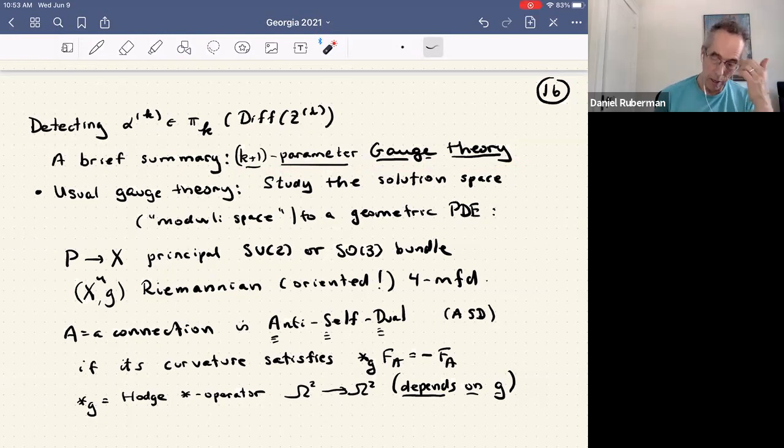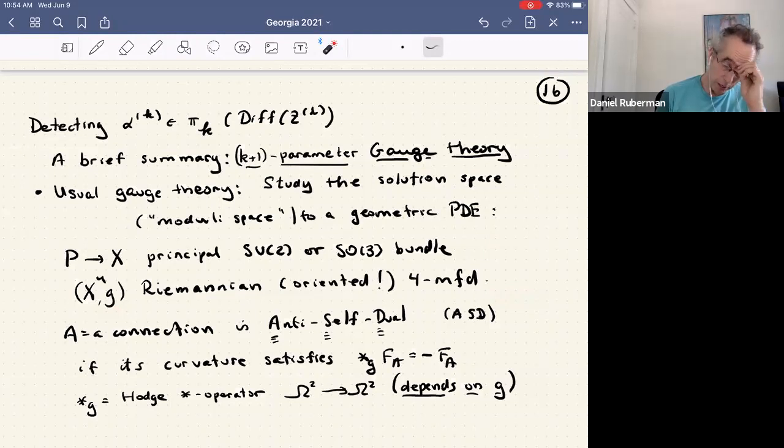That means the usual gauge theory in the mathematician's sense, in the sense that Donaldson taught us to do, was that we should study the solution space to some partial differential equation having to do with connections and so on. And here's the briefest of summaries of what that means. You choose a bundle, in this setting an SU2 bundle or an SO3 bundle, over a manifold equipped with a Riemannian metric and an orientation.